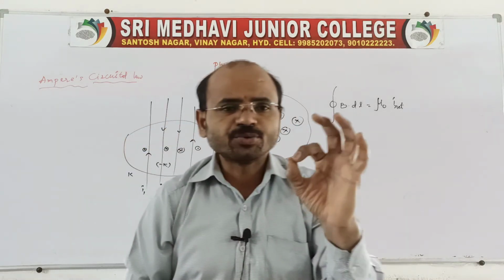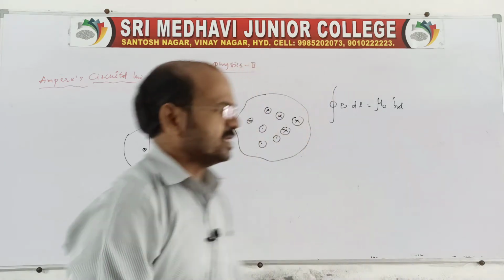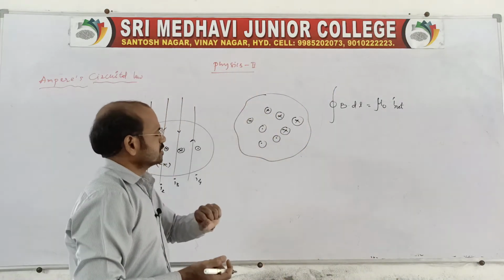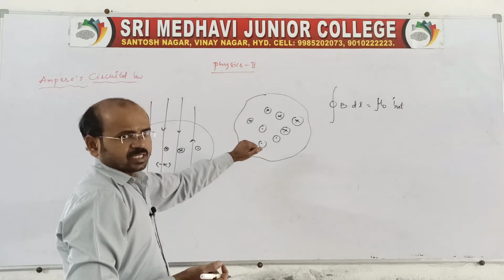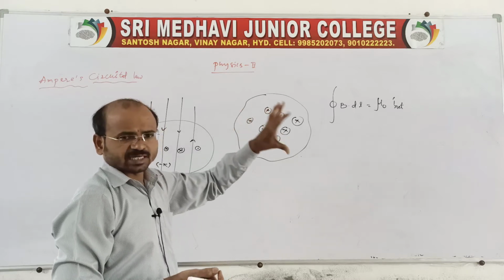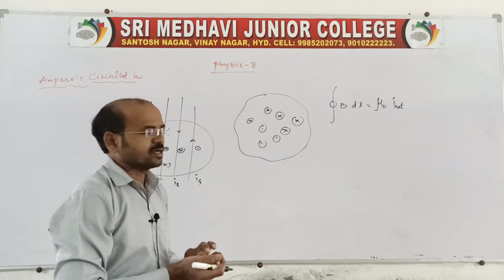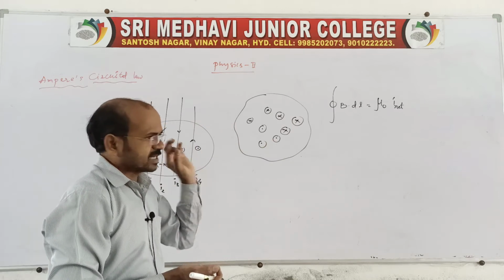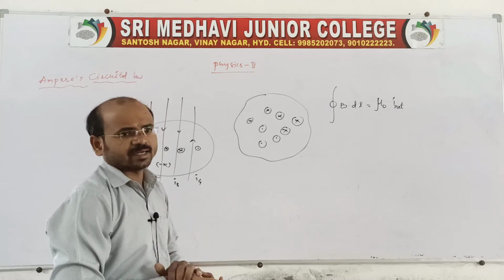That is Ampere's circuital law. There are a number of current carrying conductors, some in the outward direction and some in the inward direction. Outward and inward currents produce the direction of the magnetic field based on the direction of the current. Some are clockwise, some are anti-clockwise.